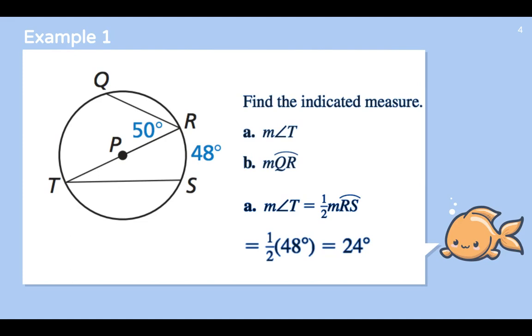Let's go on to the more difficult problem, part B. What is the measure of arc QR? Well, where is arc QR? It's over here. Arc QR does not subtend an angle in this diagram. So how are we going to figure that out? What do you think we're going to do there?